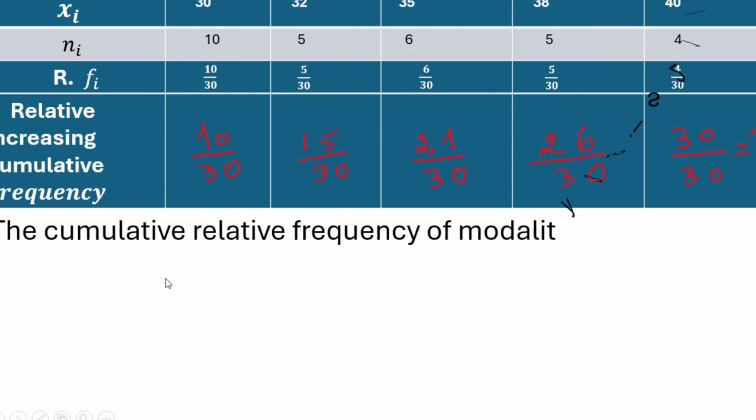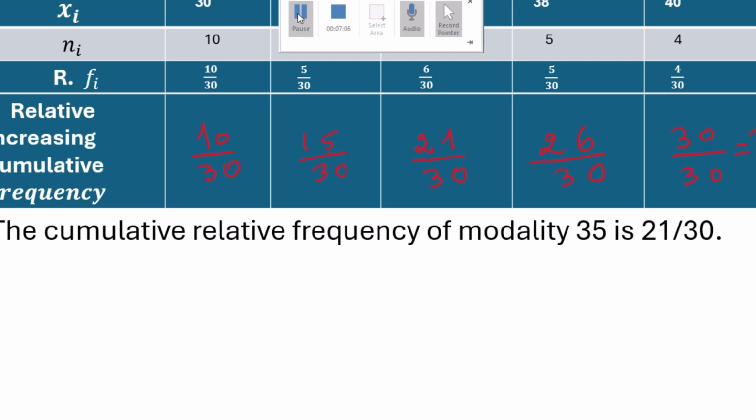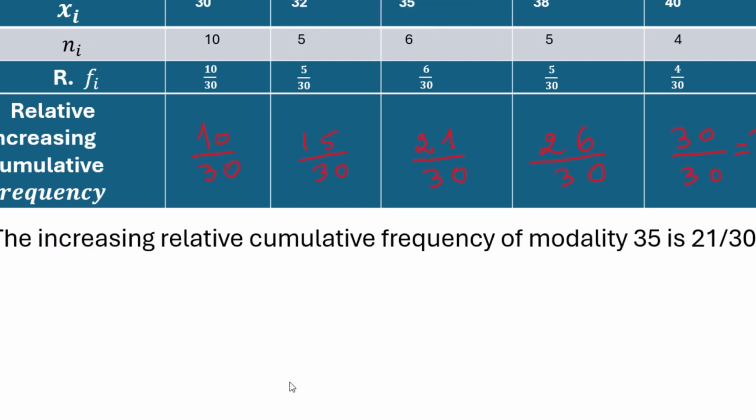The increasing relative cumulative frequency of modality 35 here is 21 over 30. Of 38, it is 26 over 30, and so on.